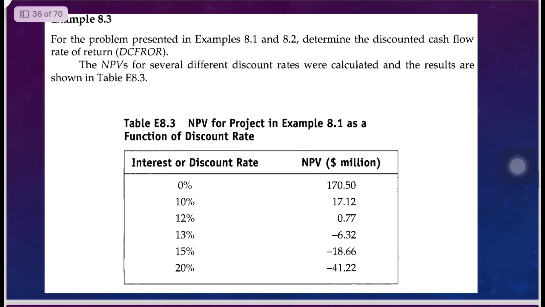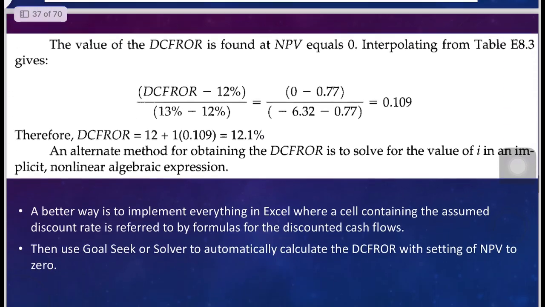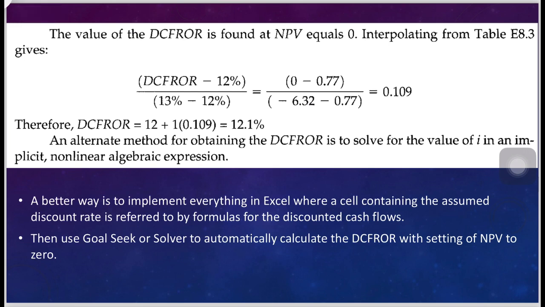Now to get the DCF ROR, you have the NPV of the example. Okay? So you have the interest or the discount rate and the NPV. So the value of DCF ROR is found at NPV equals 0. So interpolating from table E8.3, our DCF ROR is 12.1%.